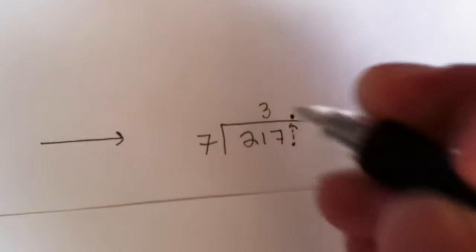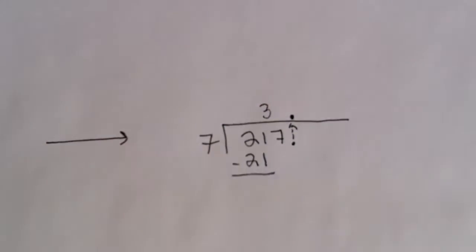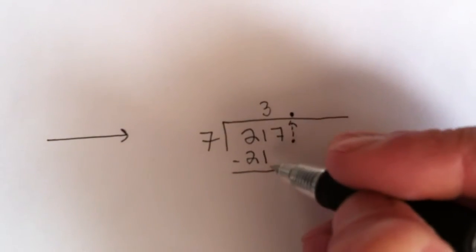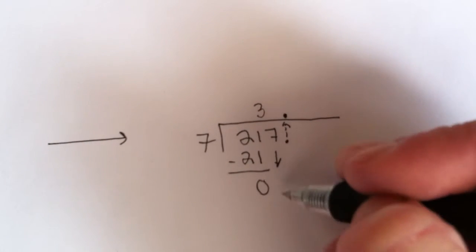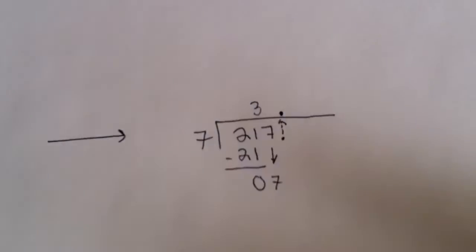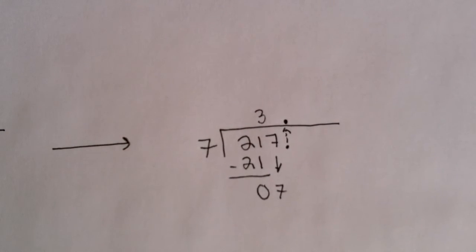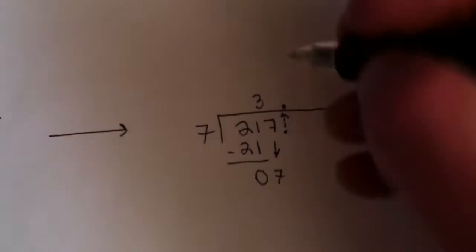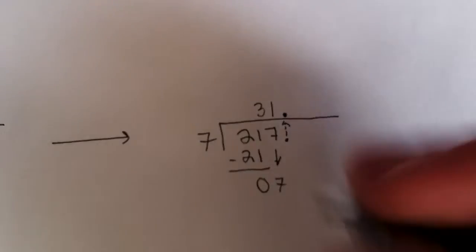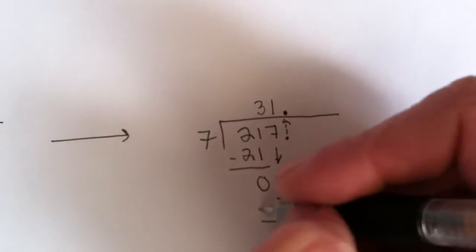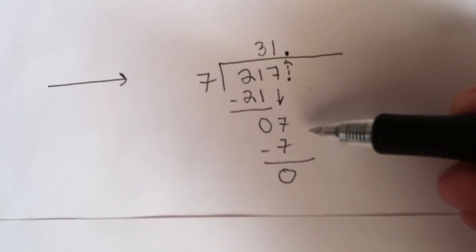7 times 3 is, that's right, 21. 21 minus 21 is 0. And you know what happens next. Drop that 7. 7 seats on a bus, 7 people. Will they fit? Yes, they will. That group will fit exactly 1 time. 7 times 1 is 7. 7 minus 7 is 0. Nothing left to bring down.